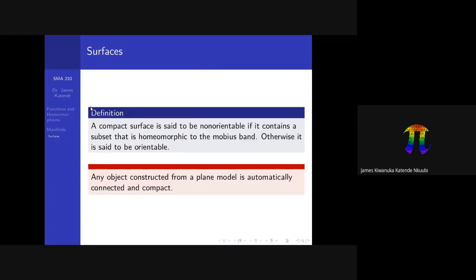So definition: a compact surface is said to be non-orientable if it contains a subset that is homeomorphic to the Mobius band. If it doesn't have any subset that is homeomorphic to the Mobius band, then we say it is orientable. So a non-orientable surface is basically a surface that has only one side. It is one-sided.